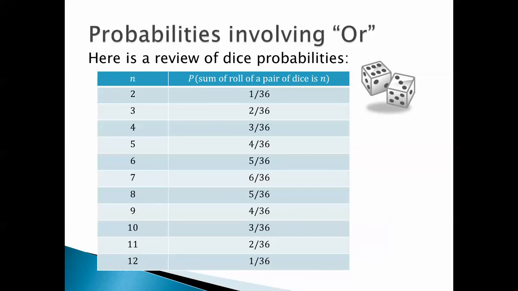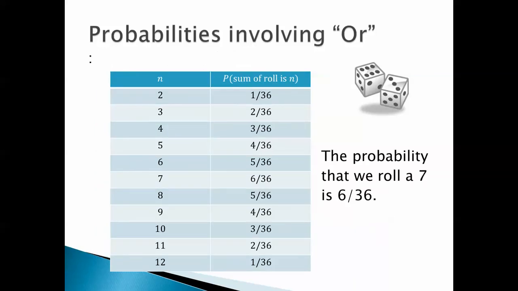Okay, here's a review of dice probabilities. If you roll a pair of 6-sided dice, of course, the probability that the sum is 2 is 1 out of 36. Probability that the sum is 3 is 2 out of 36. Probability that the sum of the dice is 4 is 3 out of 36, etc. So notice the probability that we roll a 7 is 6 out of 36. And the probability that we roll a 9 is 4 out of 36.